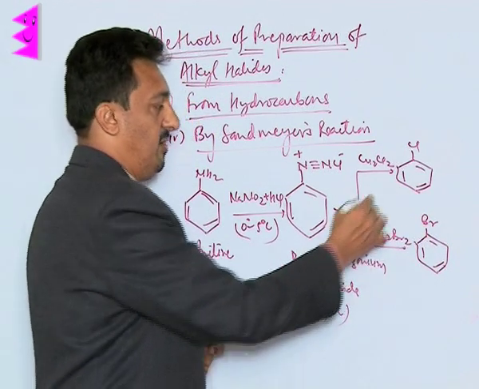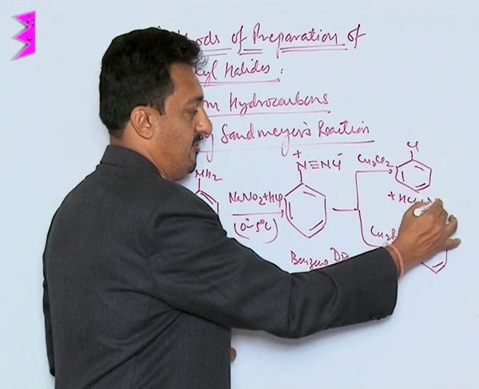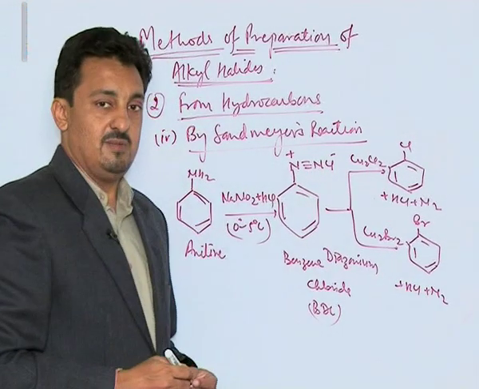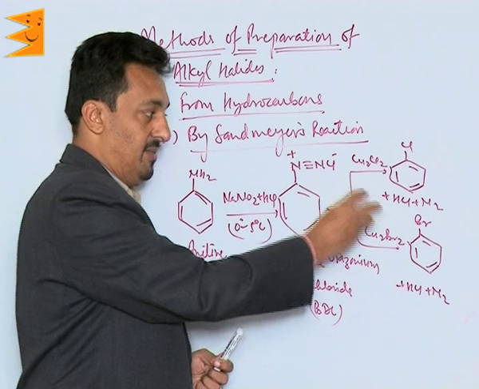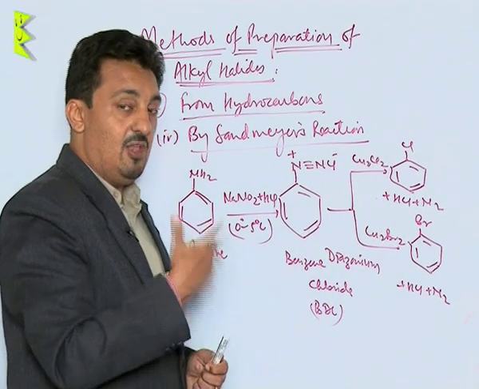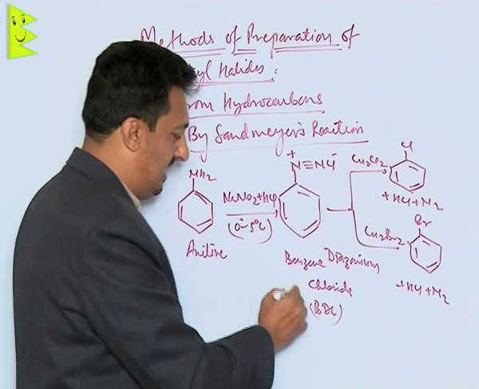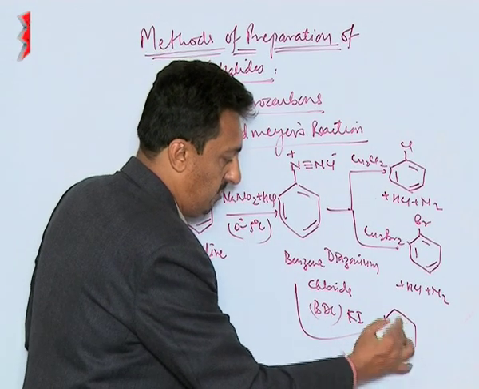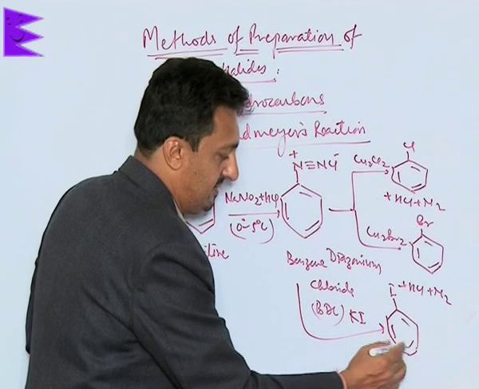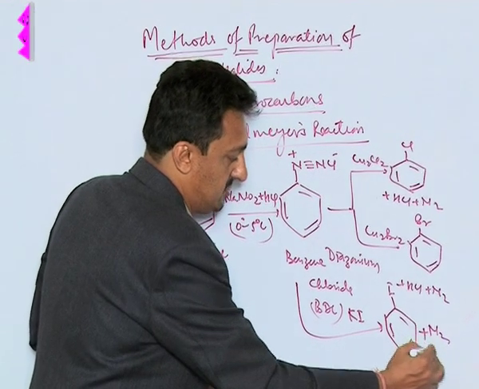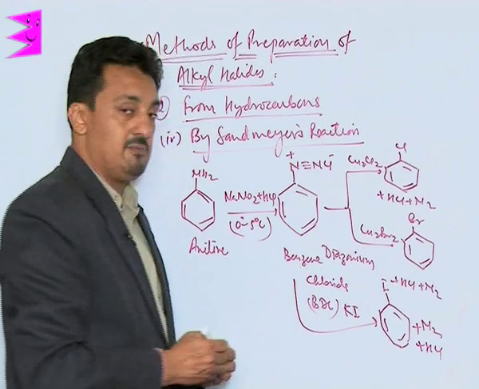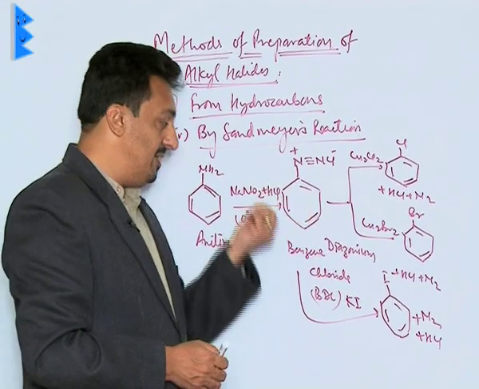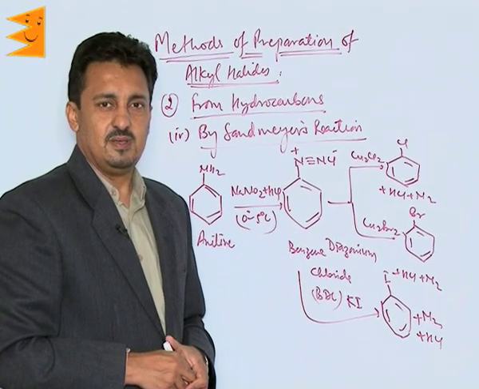So these are the two products formed along with what? HCl and nitrogen. And these are one of the best ways of preparing aryl chlorides and aryl bromides. Along with this, we can also prepare aryl iodide. Yes, the same BDC on treatment with KI easily gives us the aryl iodide, and along with this, of course, nitrogen and HCl. So this is how we can prepare aryl chlorides, bromides and iodides through BDC.